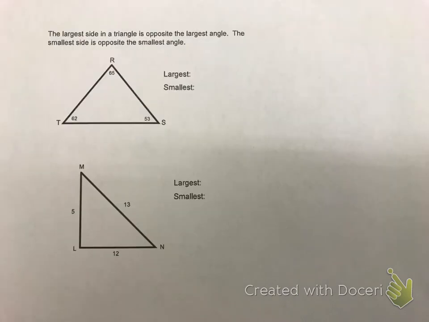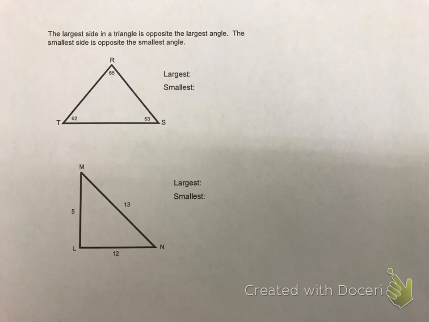The largest side in a triangle is always opposite the largest angle, and also the smallest side is opposite the smallest angle. So looking at this next example, we have to figure out which angle is the biggest, and that's going to tell us which side is the biggest. We also have to find out which side is the smallest, and it is across from the smallest angle.